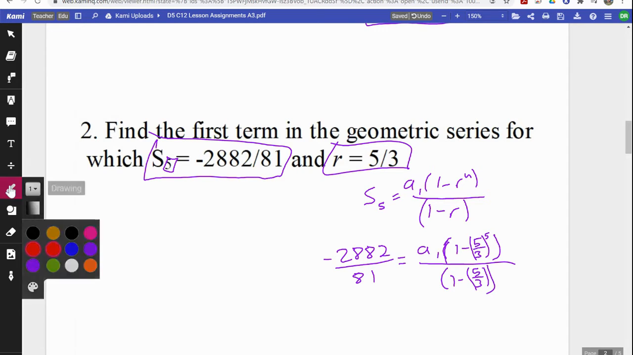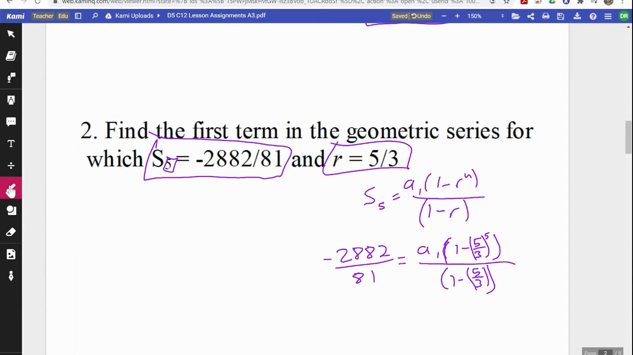All right. So we need to get a sub 1 by itself. We should figure out what all this other stuff is. But ultimately, this a sub 1 is just being multiplied by essentially a fraction, like this fraction. You could think of it that way. And so with a sub 1 being multiplied by that, we could find out what that is and divide it to both sides.